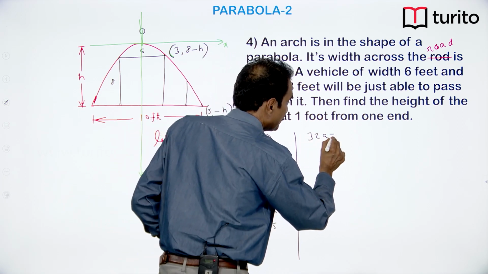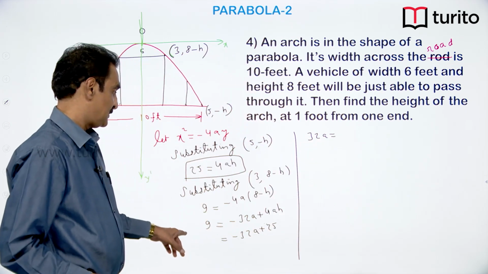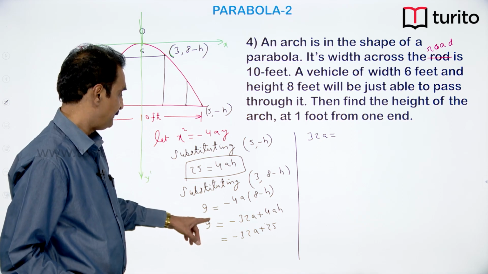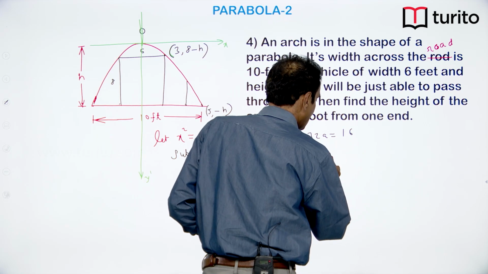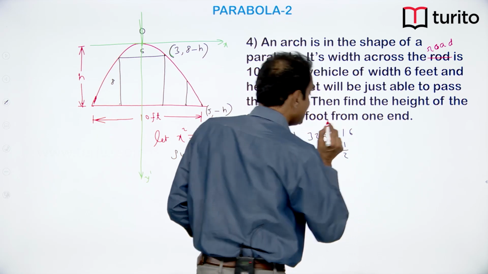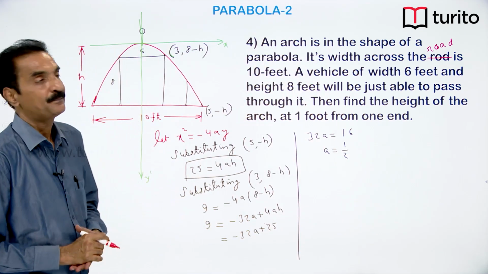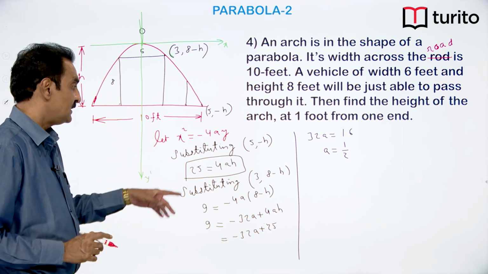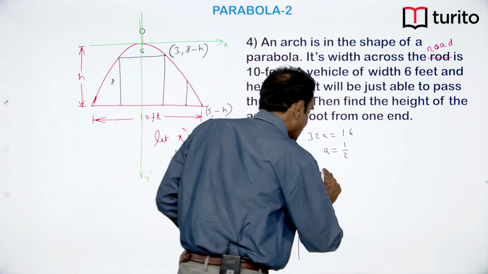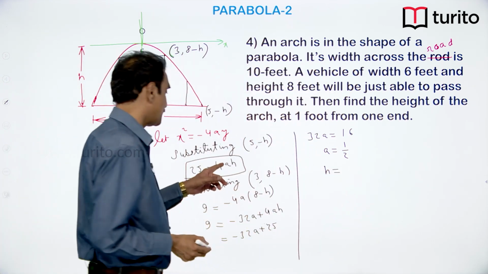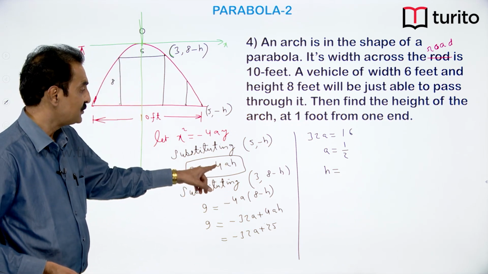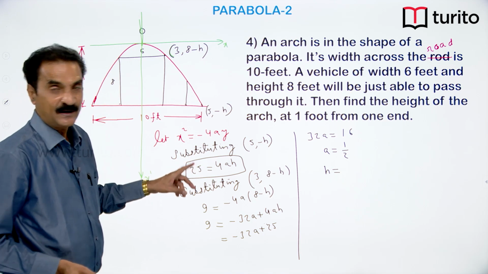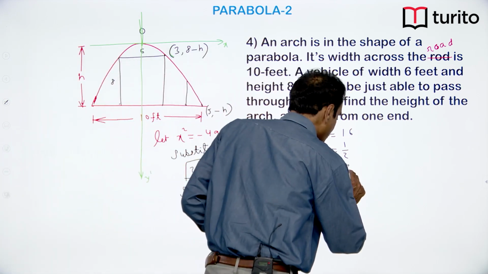How much? 25 minus 9, 16. We get a is equal to 1 by 2. Then what is h? If a is equal to 1 by 2, 2h is equal to 25, h is equal to 25 by 2.